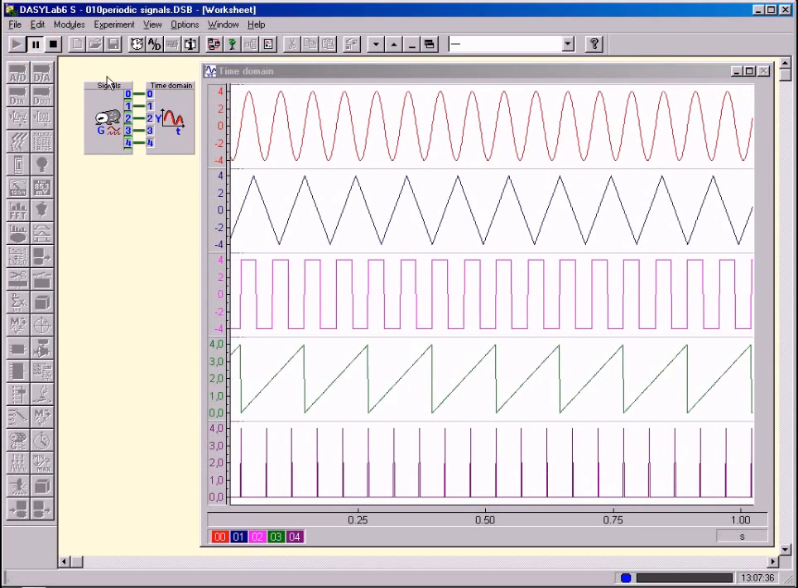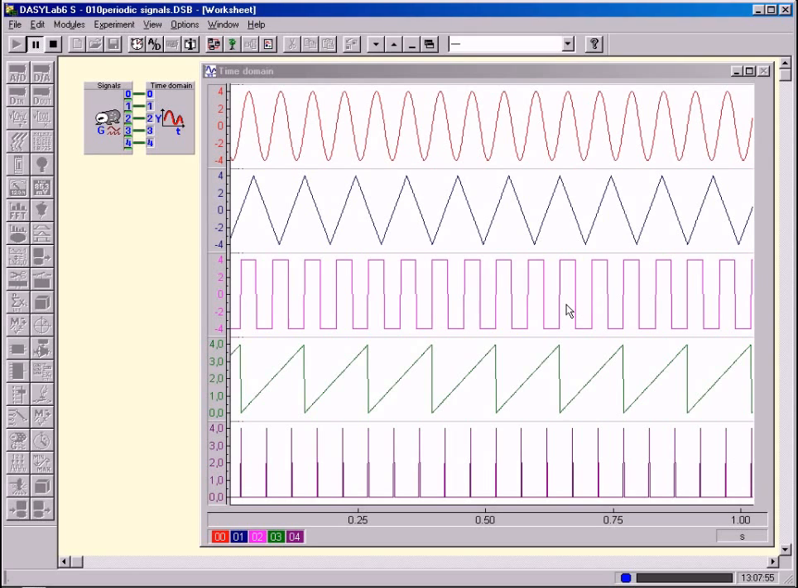From a theoretical point of view, periodic signals are of infinite duration. That is, they extend far beyond the illustrated segment into the past. That means in this direction. And into the future. That means in that direction.